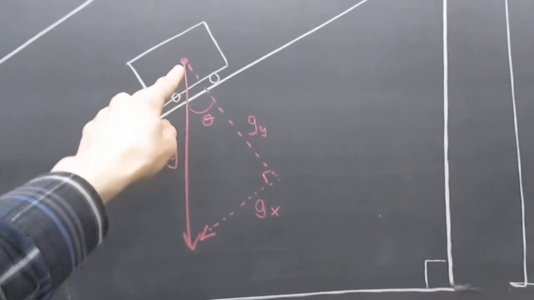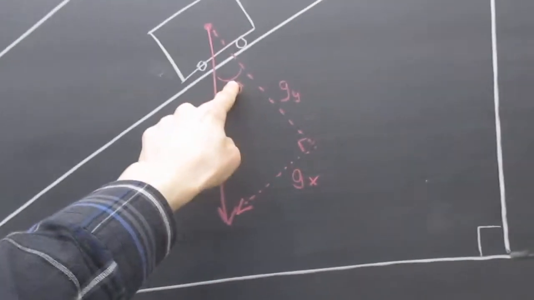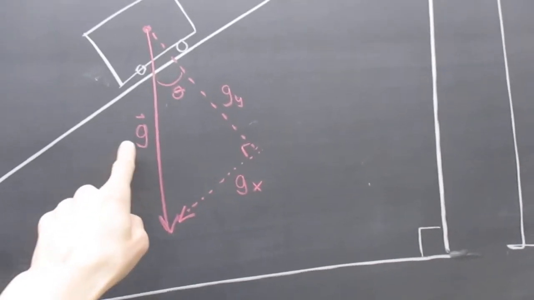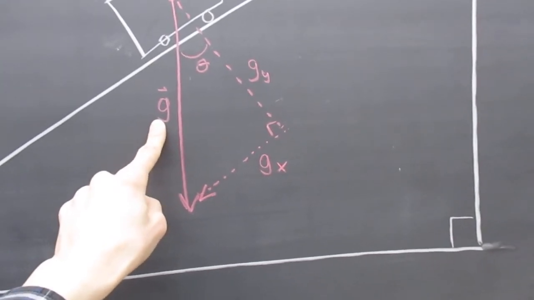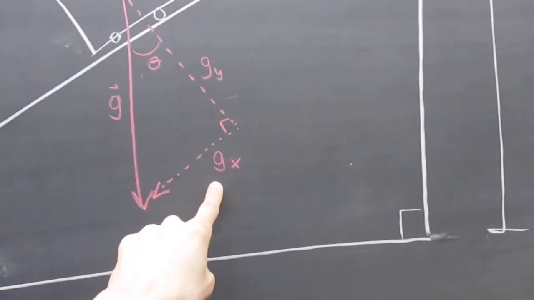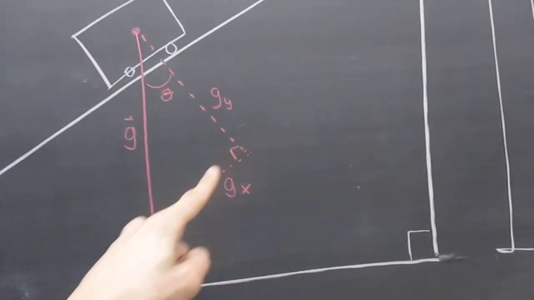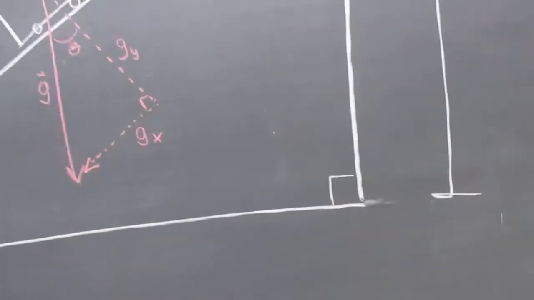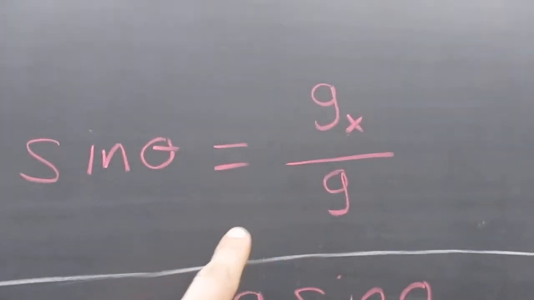Now we can use similar triangles to show that this angle theta is the same angle theta here. So the sine of theta is opposite over hypotenuse, where g represents the acceleration of gravity of free fall, 9.81 meters per second squared, and gx represents a theoretical acceleration along the incline in that same direction. So we can write that as sine of theta equals gx over g.